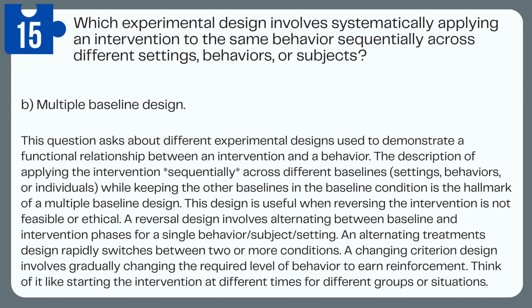A reversal design involves alternating between baseline and intervention phases for a single behavior, subject, or setting. An alternating treatments design rapidly switches between two or more conditions. A changing criterion design involves gradually changing the required level of behavior to earn reinforcement. Think of it like starting the intervention at different times for different groups or situations.